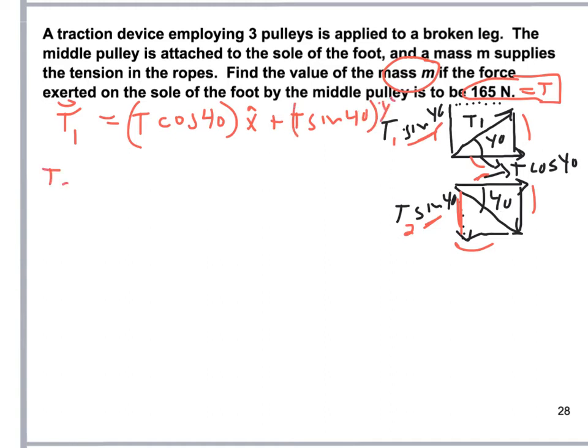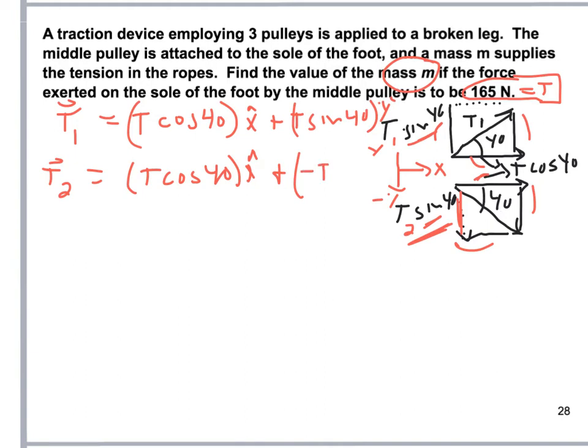And then for our T2, we do the same thing there. T2 is also, in the x direction, we have our T cosine 40. And then now we're going to add our T sine. What we did with our coordinate system is we made this the positive x direction and that positive y, and then this one negative y. So this T sine theta right here is in the negative direction. So we're going to put a negative T sine 40 degrees in the y direction there.